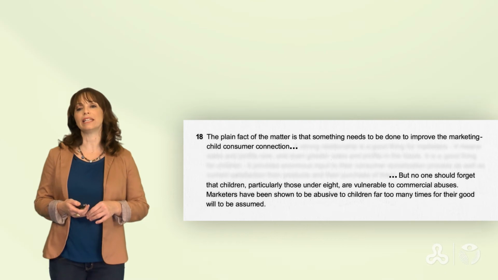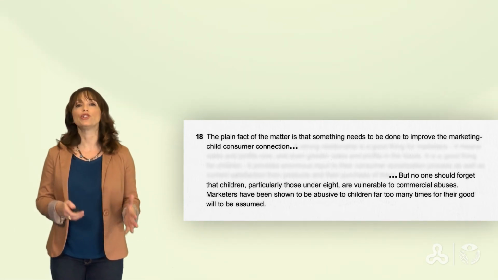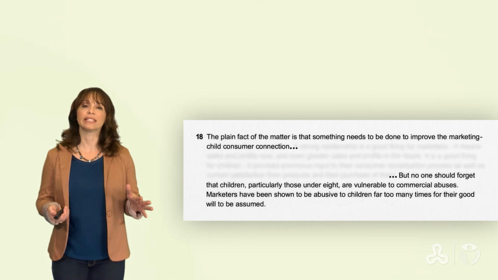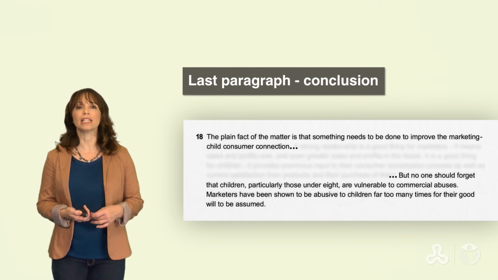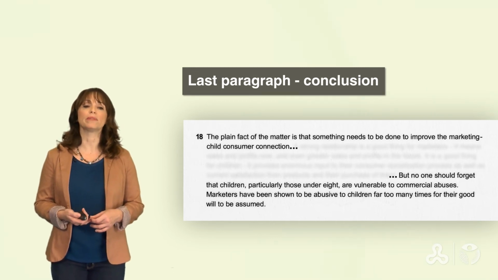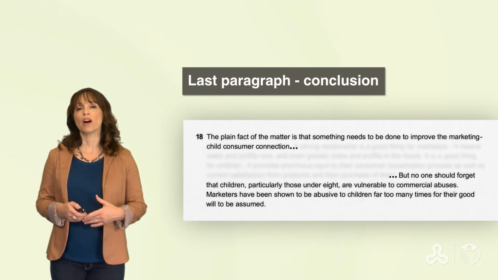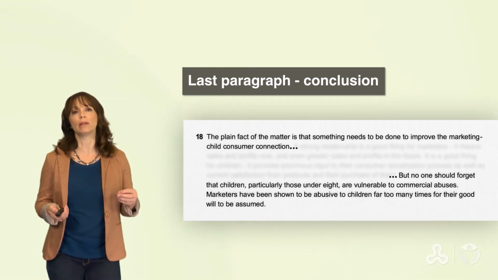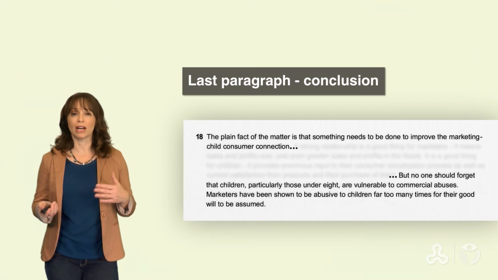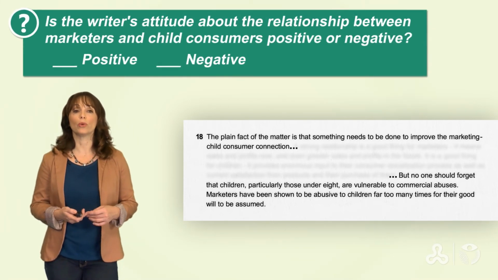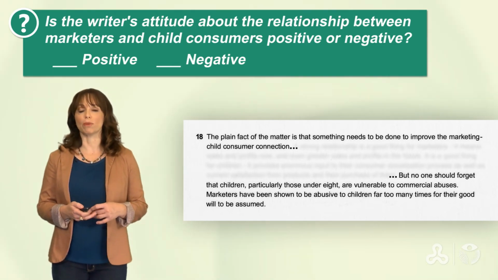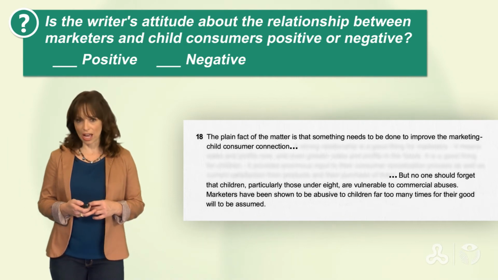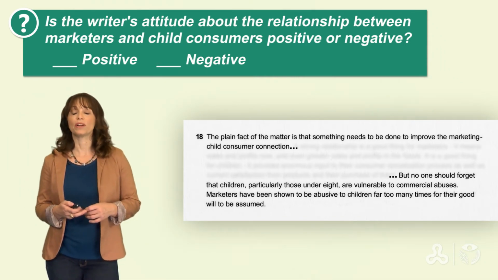Okay, so let's continue reading the first and last sentences of the last paragraph. So now we're going to jump to paragraph 18. It's the last paragraph of the text. And we already know that the last paragraph gives us many times the conclusion, כן? המסקנות, והרבה פעמים גם בפסקה האחרונה אנחנו גם מקבלים אולי את דעתם או דעתו של הכותב. So let's look at the following question. Is the writer's attitude about the relationship between marketers and child consumers positive or negative?